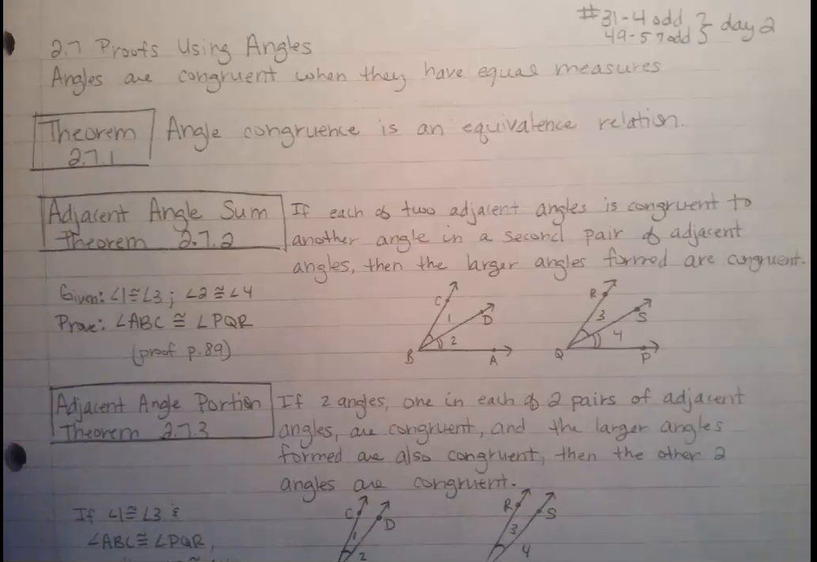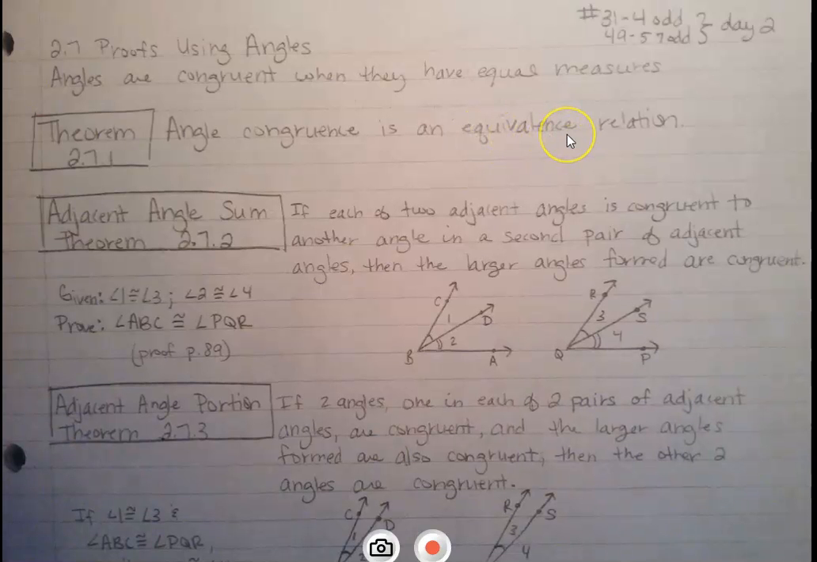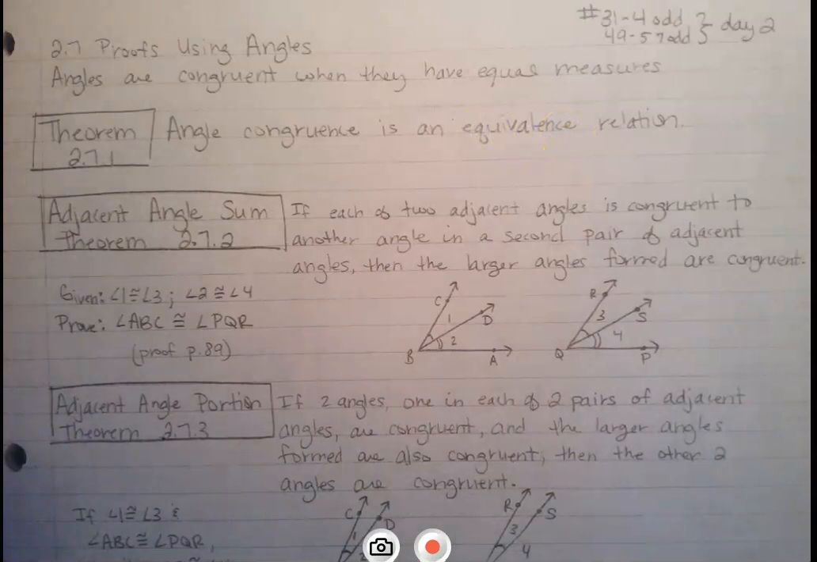All right, so for geometry, 2.7 proofs using angles. Angles are congruent when they have equal measures. That seems simple enough, right? But we have a theorem to go with that. Angle congruence is an equivalence relation. We've talked about a few of those equivalence relations already.